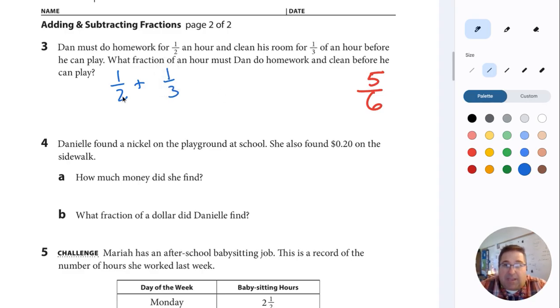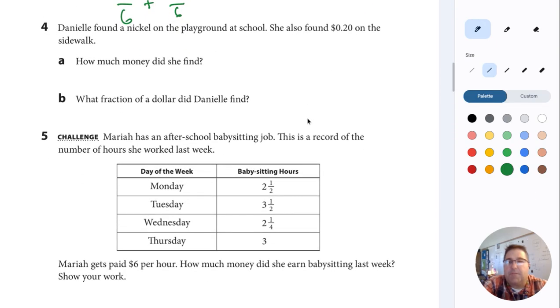Now the problem is I can't add halves and thirds, right? Again, common denominator. So I think we're going to want to get a 6 for a common denominator here, right? 2 times 3 and 3 times 2. Now whatever I do to the bottom, you got to do to the top, right? So we're going to write equivalent fractions with common denominators, and then we can go from there. Okay, if you need help, just reach out, but I'll get you that far right now.